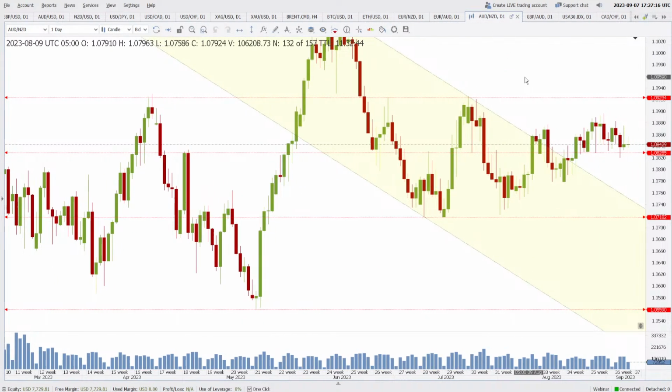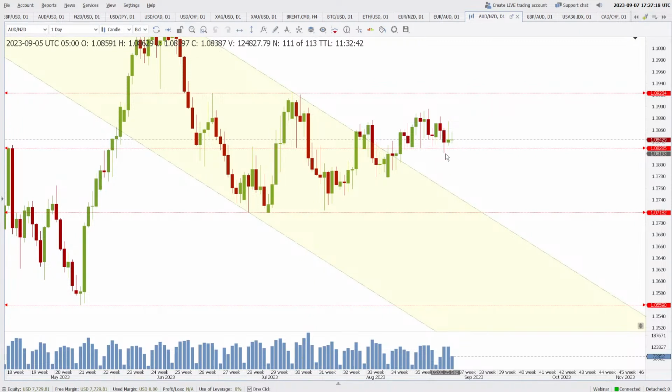Australian dollar against the New Zealand dollar is going nowhere. This is the daily chart of the Australian dollar. Likewise, because it is not going anywhere, we'll not waste our time and money and energy on it, so we stay away from this market. But one thing to note down here is that price is making lower highs and lower lows. Keep a note of that.